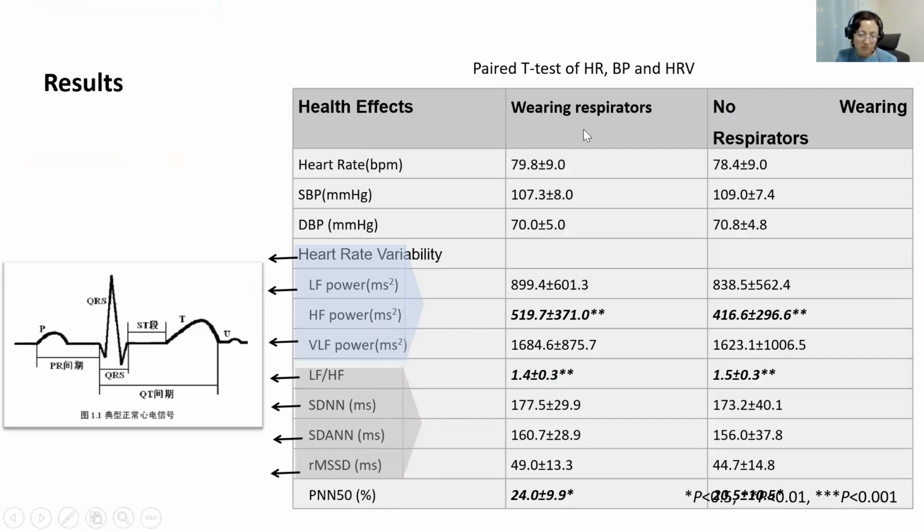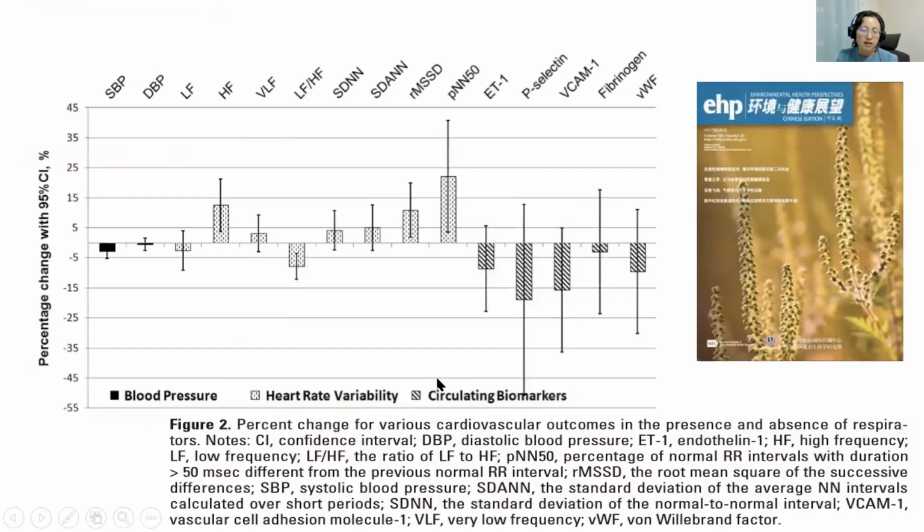And we did find that their heart rate variability increased, indicated by increased high frequency power, in the groups wearing respirators. We also observed a little bit lower blood pressure in the people wearing respirators, but it's not a significant difference in the simple comparison here. Next we did the regression analysis, where we need to control for all the other covariates, including age, gender, BMI, and other factors.